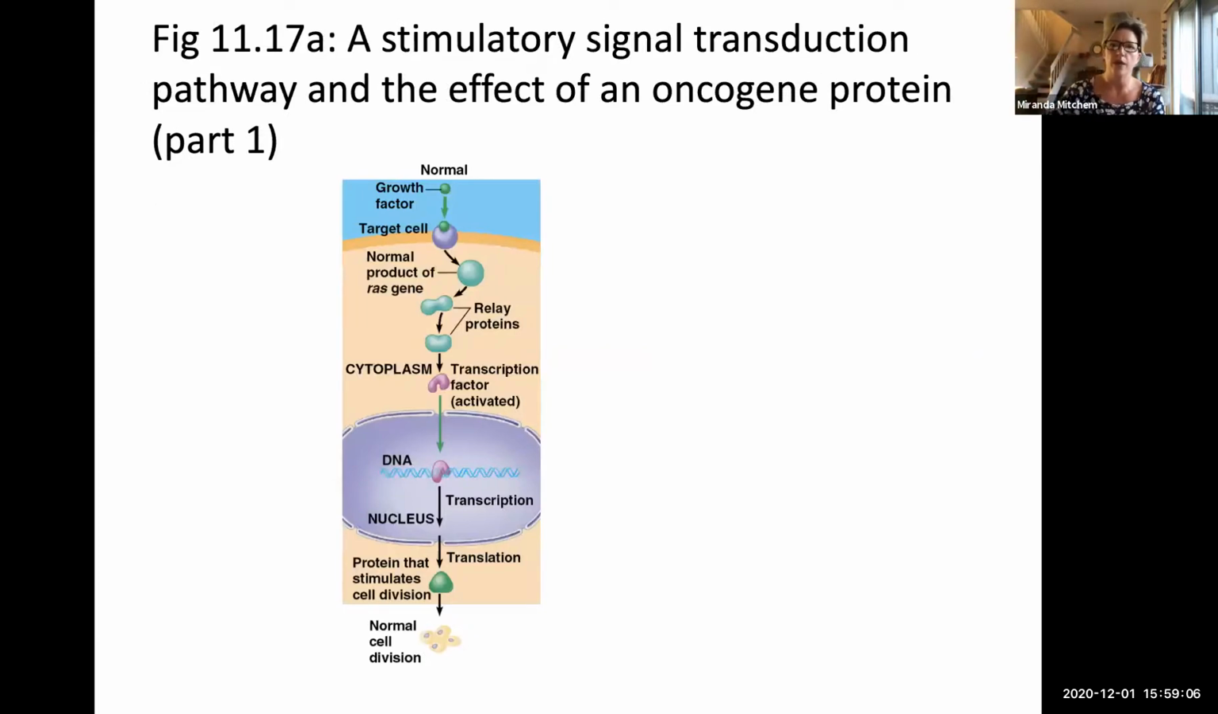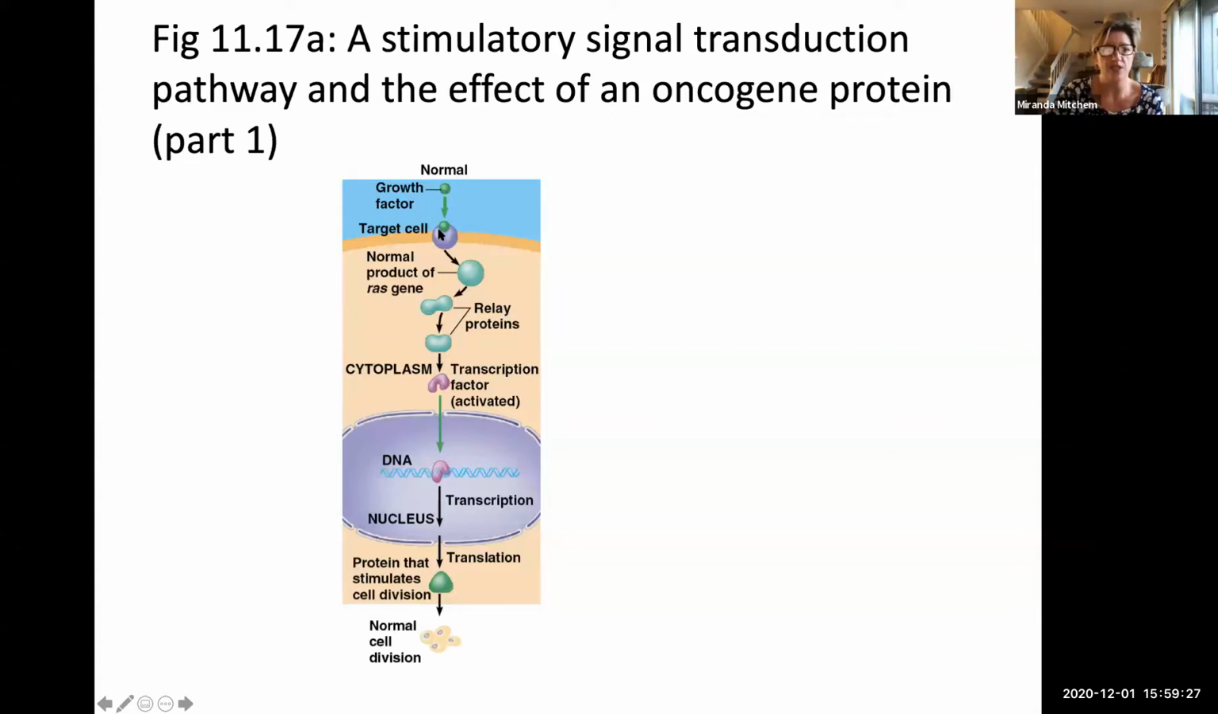All right, so we'll look at the signal transduction pathway associated with an oncogene protein. So this is normal. So we have a growth factor. That would be the signaling molecule now, since we're talking about signal transduction leading to an oncogene protein. So we have our growth factor.